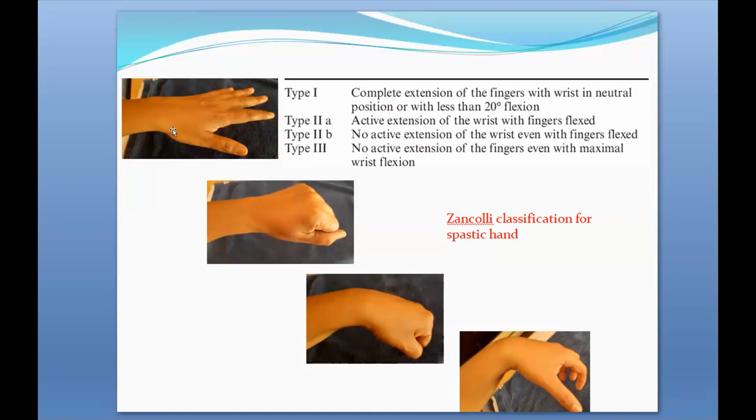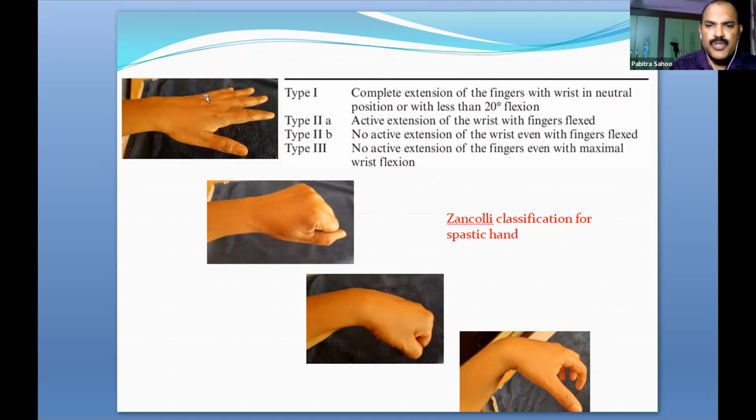If you look at this picture, in type 1 Zancolli's hand, the fingers can be completely extended with the wrist in neutral position or in slight flexion, and the flexion must be less than 20 degrees. So ask the patient to extend the fingers with an extended wrist. If the child can extend the fingers with the wrist in extended position or within 20 degrees of flexion, then that comes under type 1, the Zancolli's type 1 group.